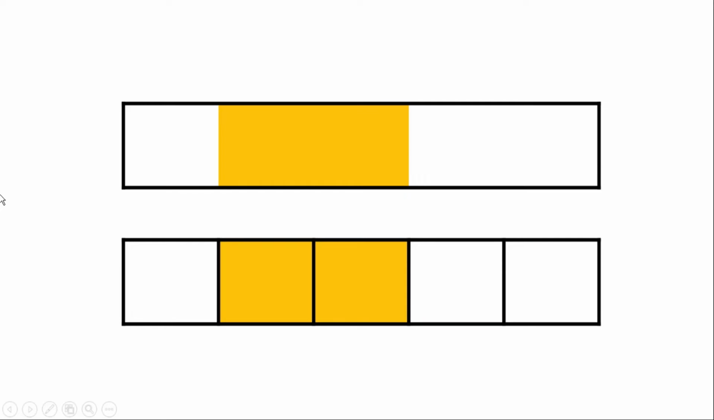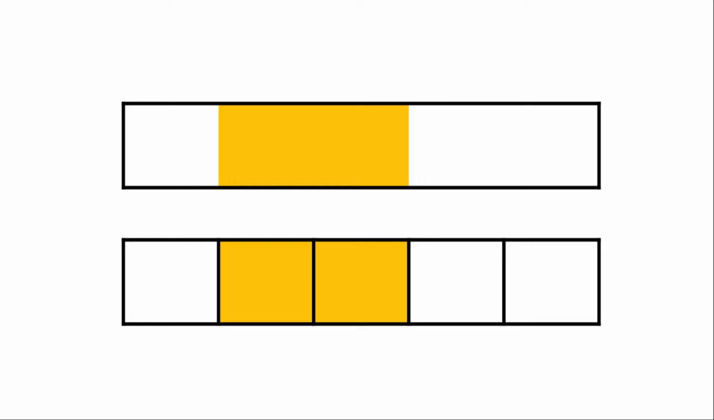Let's start off by looking at these two rectangles. And the question I want to ask you is, is the rectangle on the bottom having the same fraction shaded in as the rectangle on the top? Yes? Yes, you're right. It does. But how can you tell?